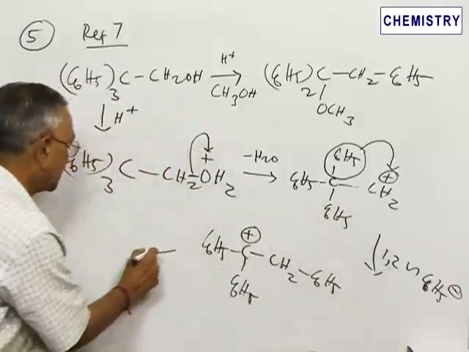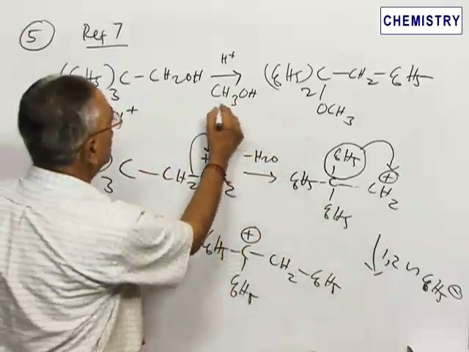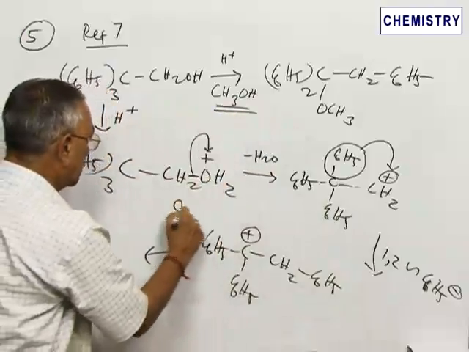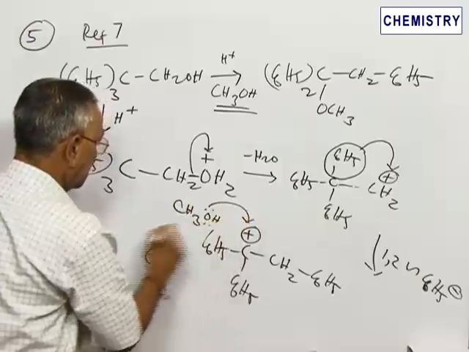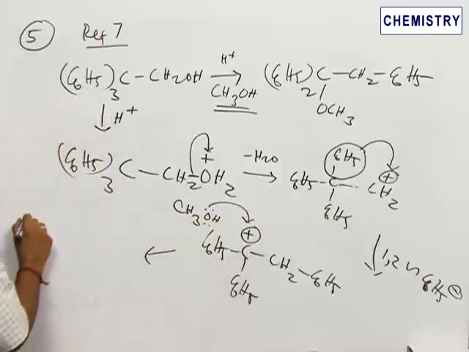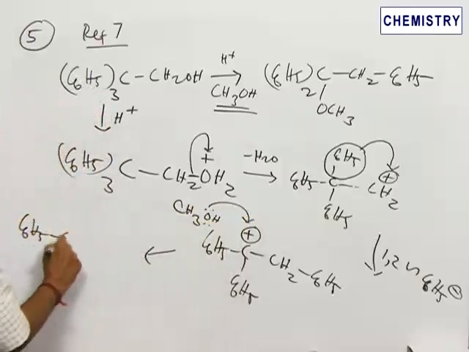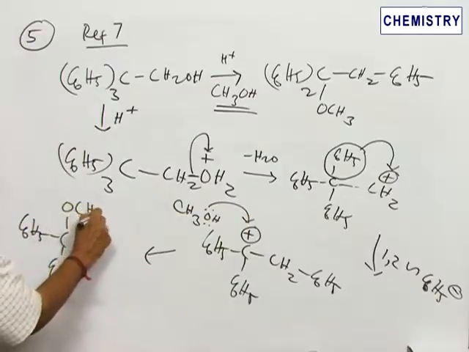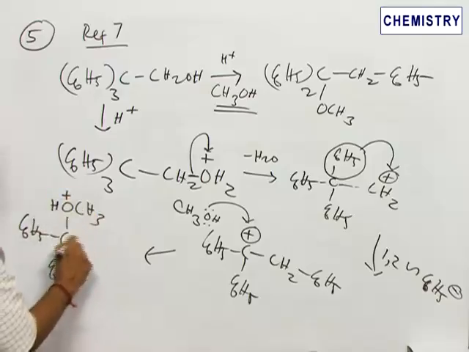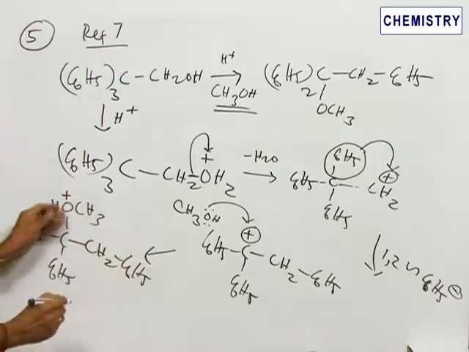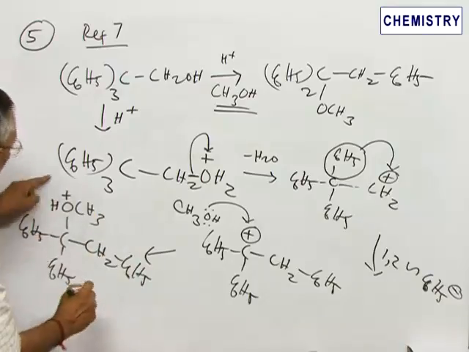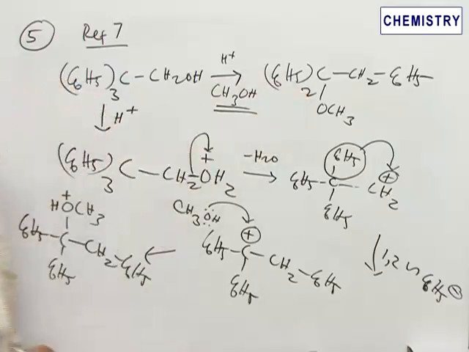Immediately, methanol gets attached to it. Methanol is a nucleophile. We have the nucleophilic attack by the methanol. Methanol gets attached to this to form the methyl ether, C6H5, C, C6H5, O, CH3, H, with a plus charge. Then CH2, C6H5. As you know, this plus charge, when it loses the proton, will finally give rise to this compound.